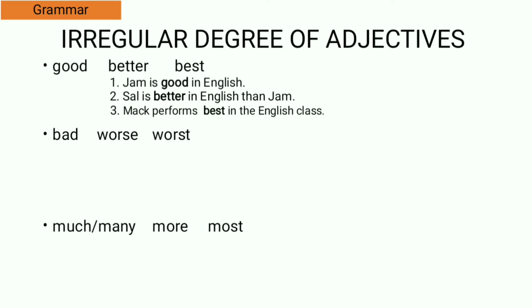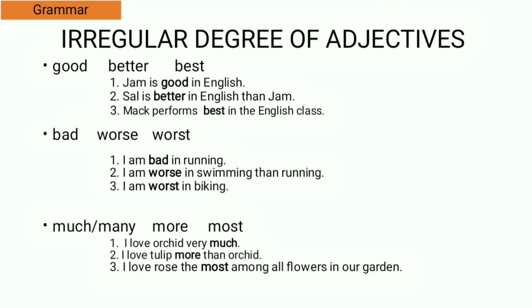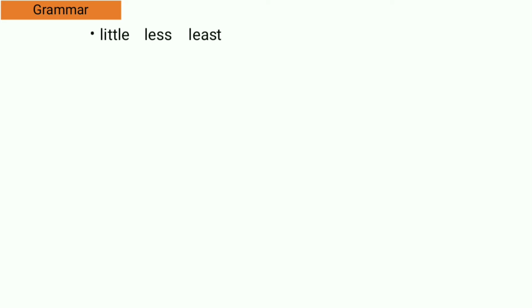Okay, next we have bad, worse, or worst. I am bad in running. I am worse in swimming than running. So you are comparing your performance when it comes to swimming and running. Next, I am worst in biking. Okay, so you see that? Next, much, many, more, most. I love orchid very much. I love tulip more than orchid. I love rose the most among all flowers in our garden.